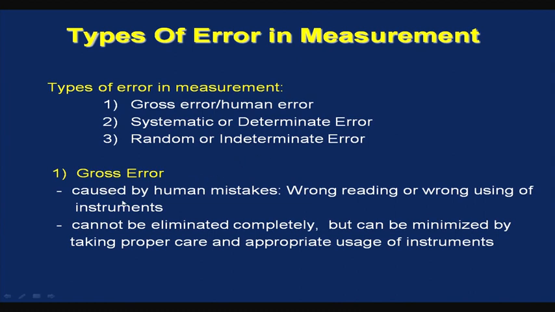Now, gross error is caused by human mistakes. So, this is wrong reading or wrong using of instruments. Gross error, which is caused by human mistakes, cannot be eliminated completely, but it can be minimized by taking proper care and appropriate uses of instruments.